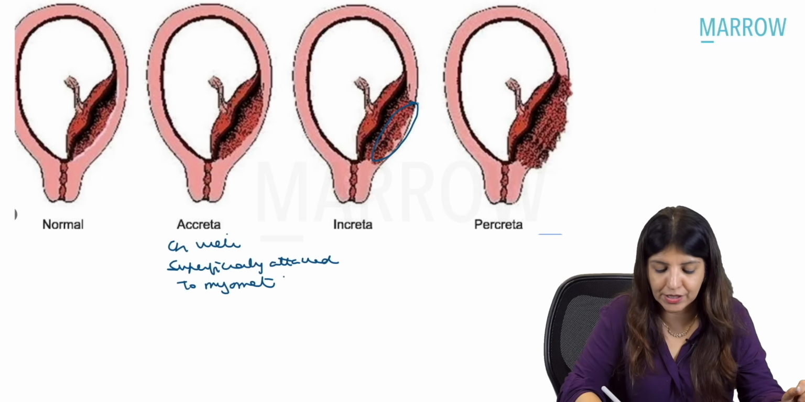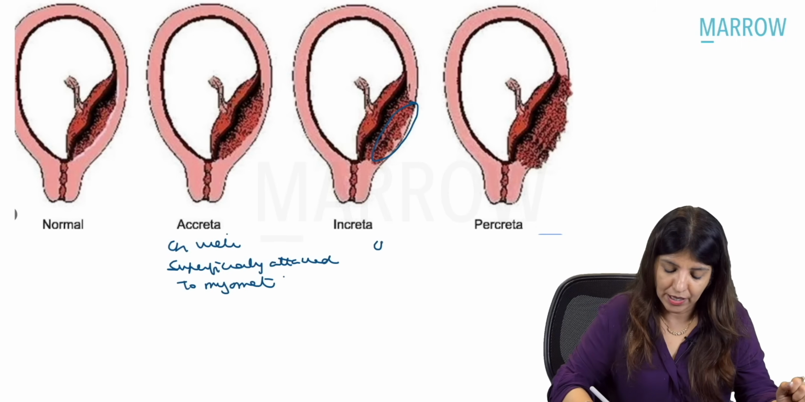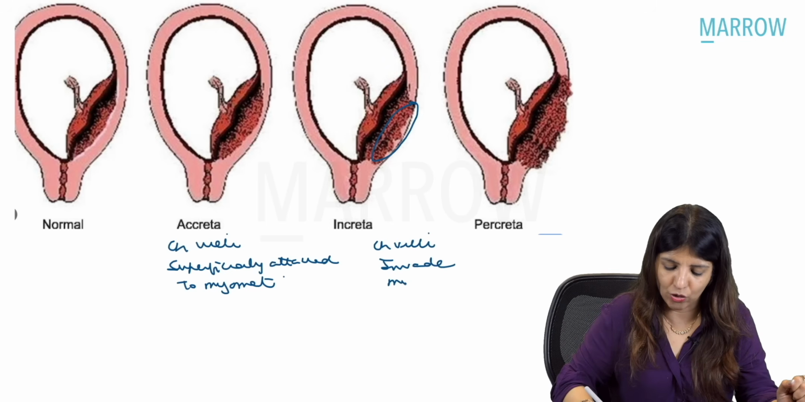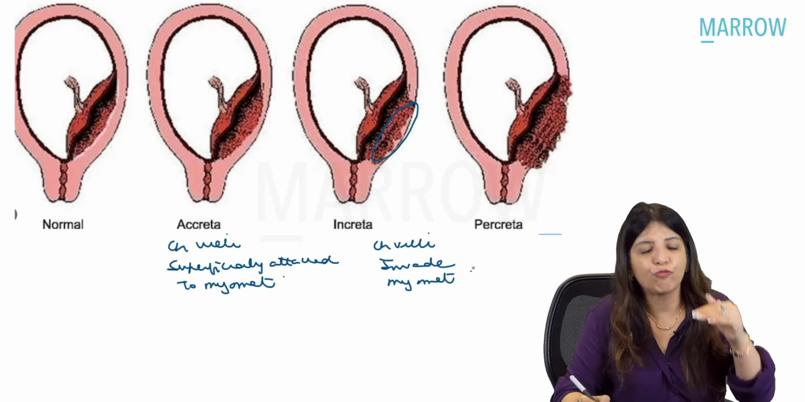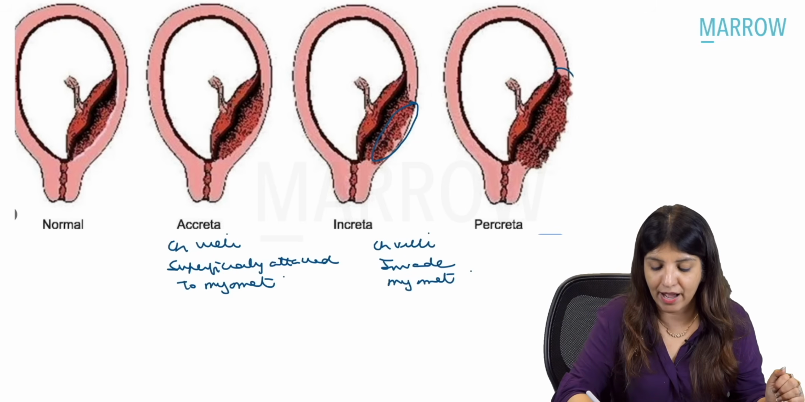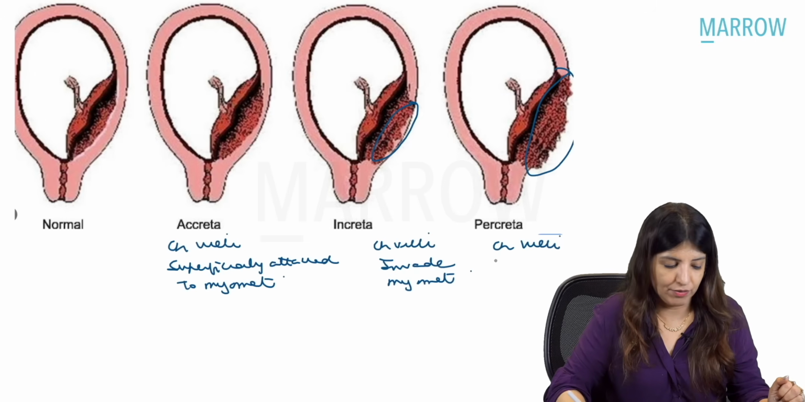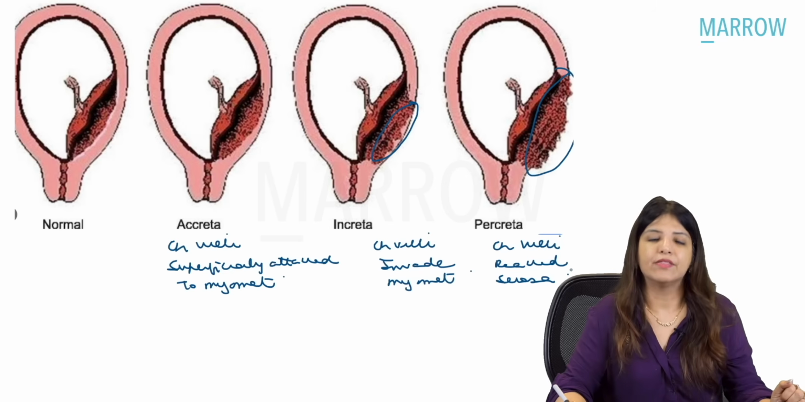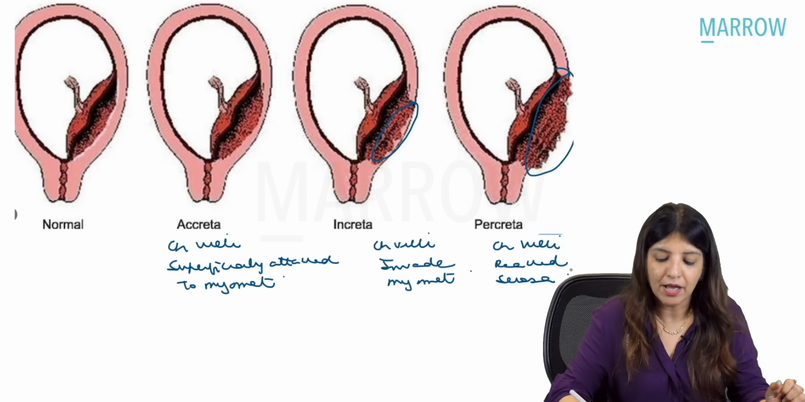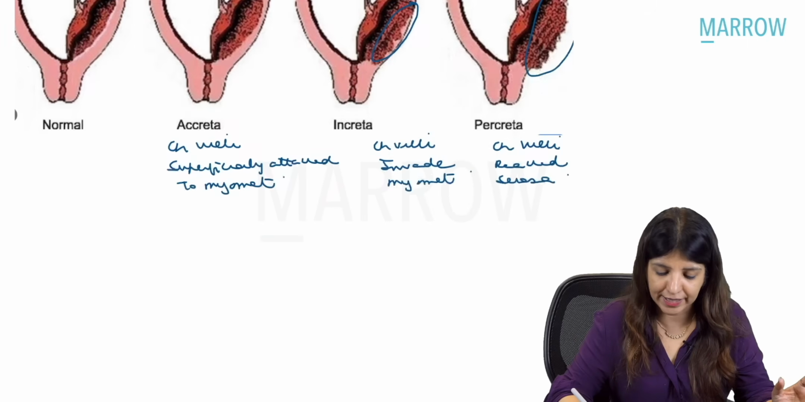If you see that it is deep inside the myometrium, it is invading the myometrium, right? So, if chorionic villi invade the myometrium, then that is placenta increta. And if you see that the chorionic villi have reached the level of serosa, then that is placenta percreta. Please remember, amongst them, the most common one is placenta accreta.